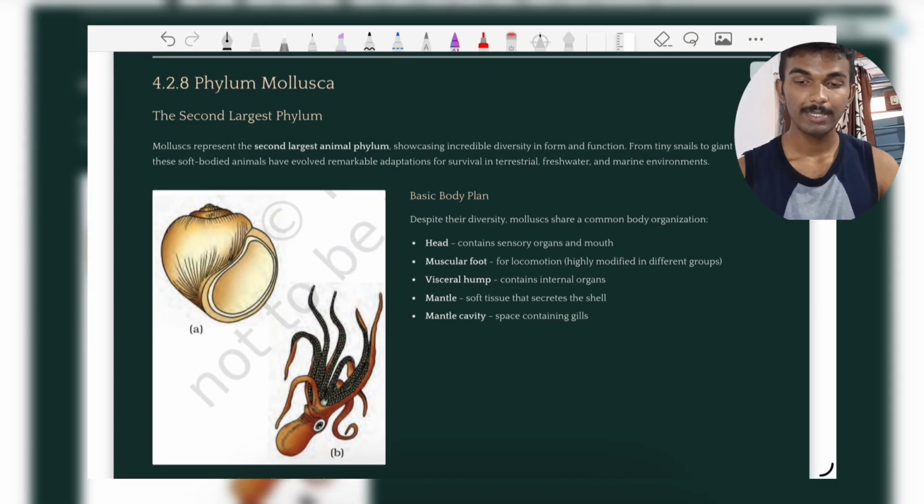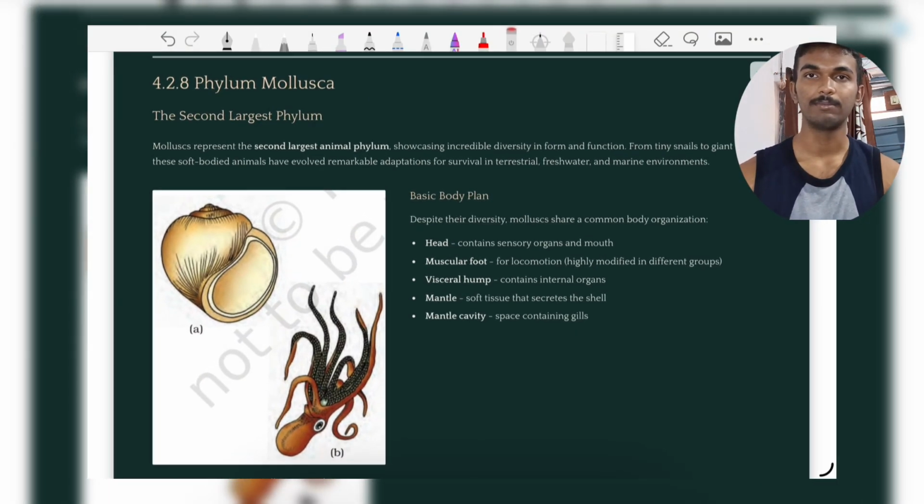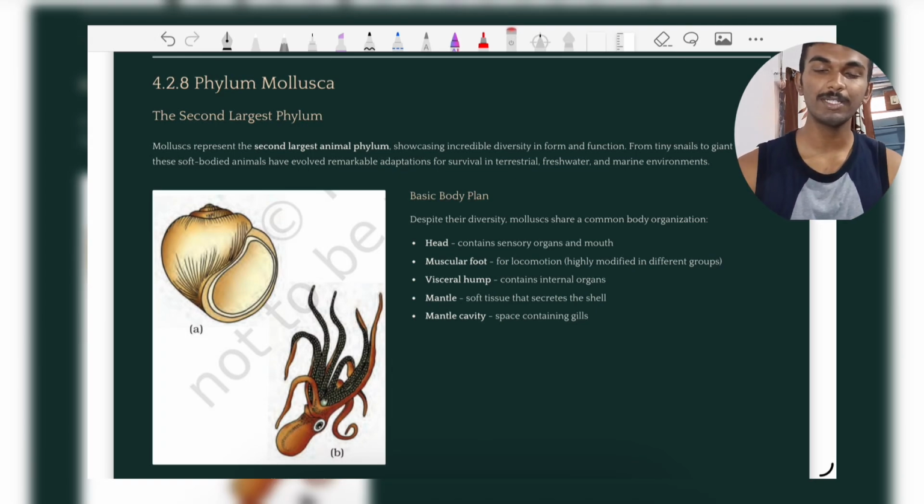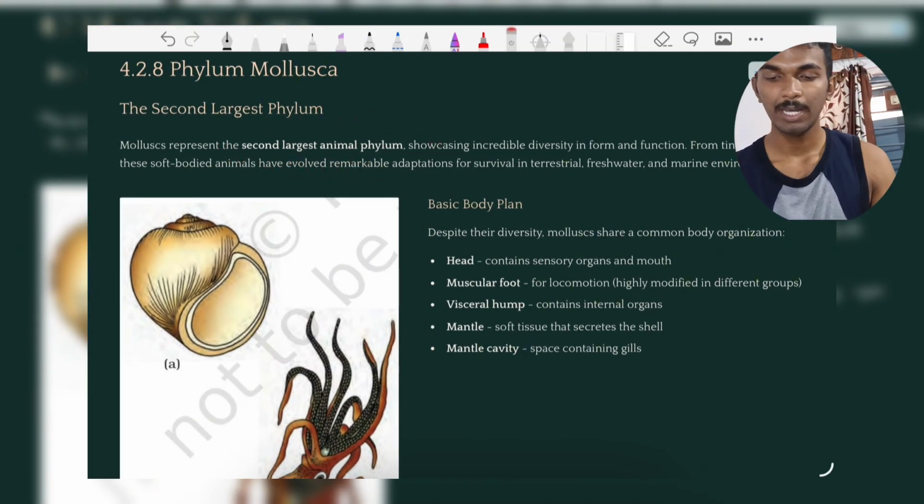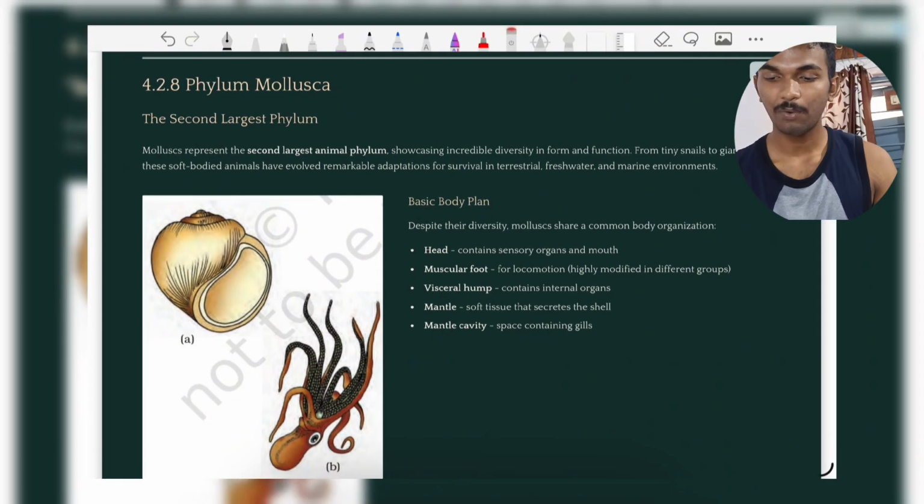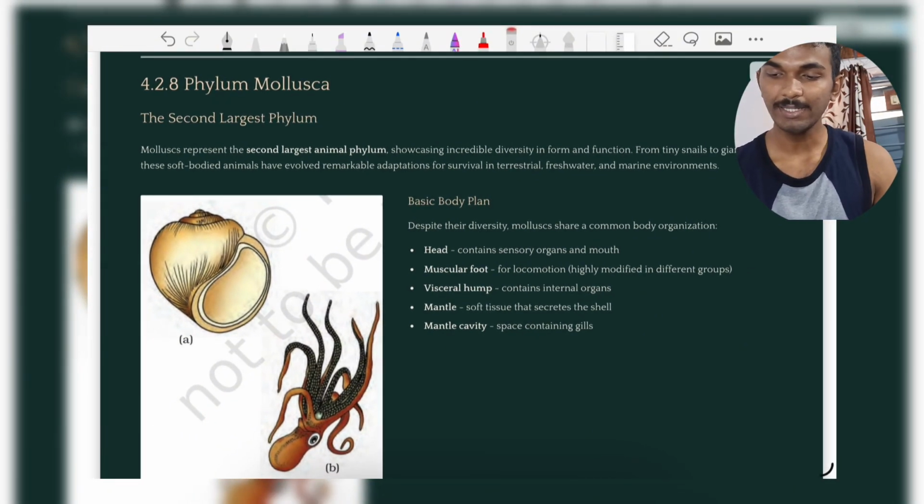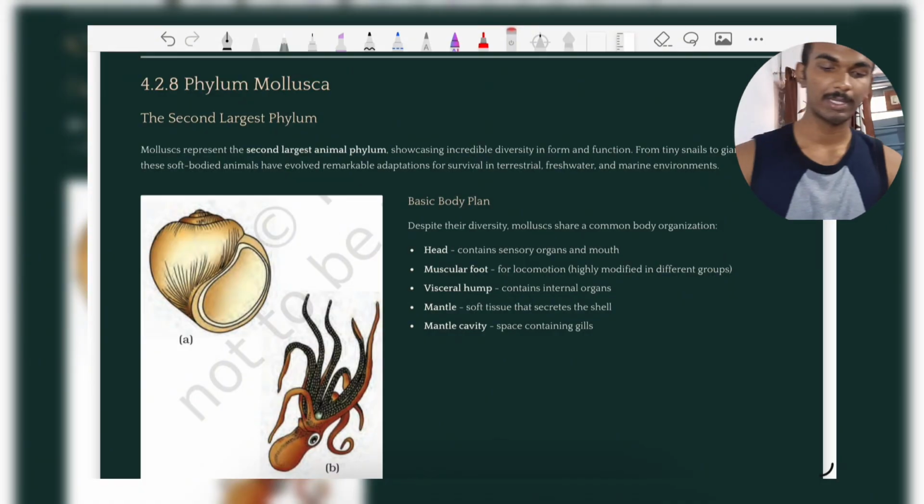Phylum Mollusca, second largest phylum. It has been asked various numbers of times which is the second largest phylum. Mollusca represents the second largest animal phylum, showcasing incredible diversity in form and function, from tiny snails to giant squids. These soft-bodied animals have evolved remarkable adaptations for survival in terrestrial, freshwater, and marine environments.